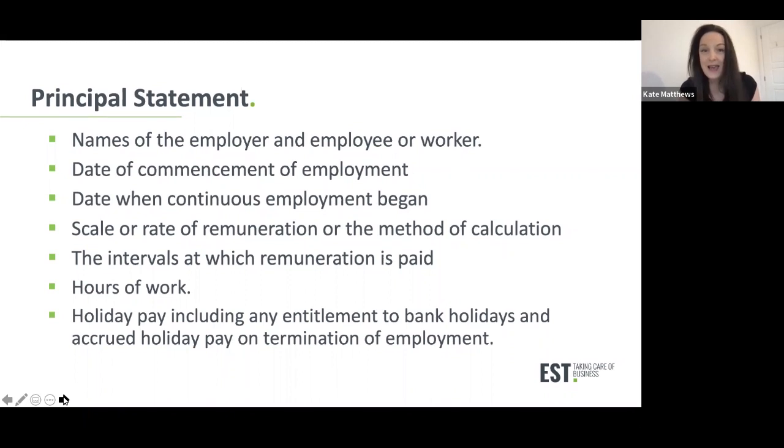It's really important that you set out not just what their pay will be, but the method of calculating their pay. So is it hourly? Is it daily? Is it monthly, weekly? So you need to be really clear about what the remuneration is and how often it's going to be paid. So as I said, weekly or monthly.